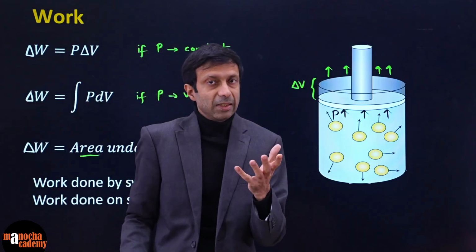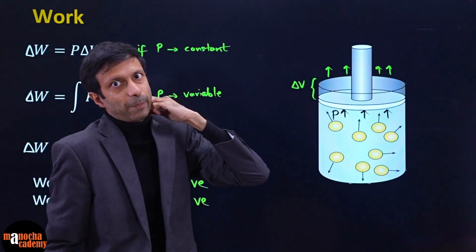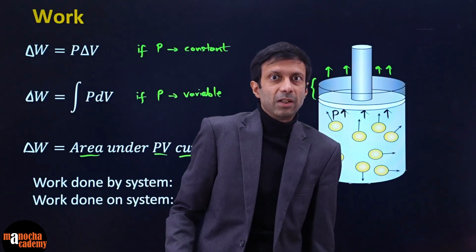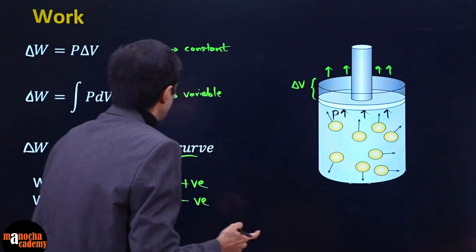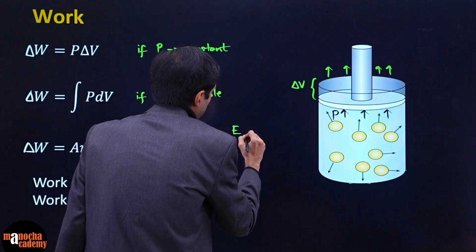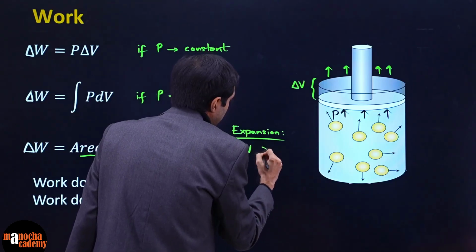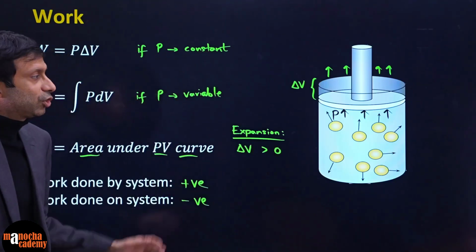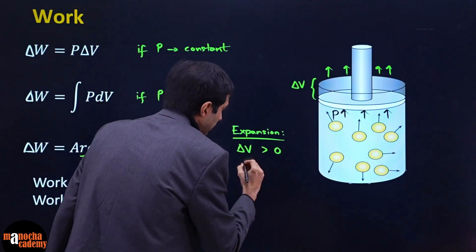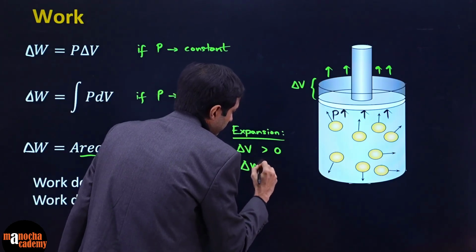Which basically means that if the gas is expanding, is the work positive or negative? See, if gas expands, so write that down. For the case of expansion, delta V is greater than 0, right? The change in volume is bigger. Final volume is greater than initial volume. So delta V is greater than 0, so we can say work done, delta W, is positive.